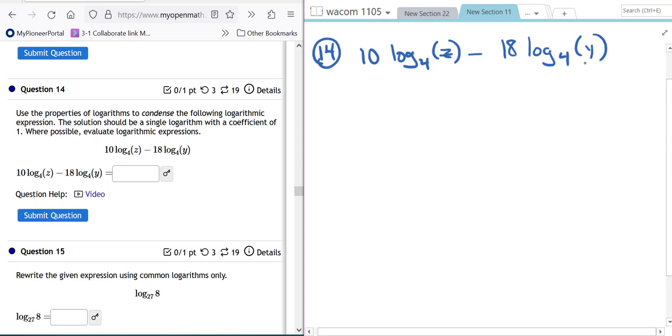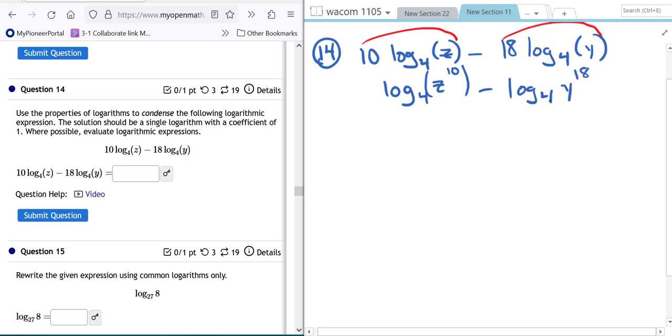Right, and first I would put the exponents back on. Once you have the coefficient, that is an exponent. So put those back on. So then I have the log base 4 of z to the 10th, and we have the log base 4 of y to the 18th. And that's a 4 and that's a y. Sorry about that. All right, and then you can put them together and make one log base 4 of z to the 10th over y to the 18th.